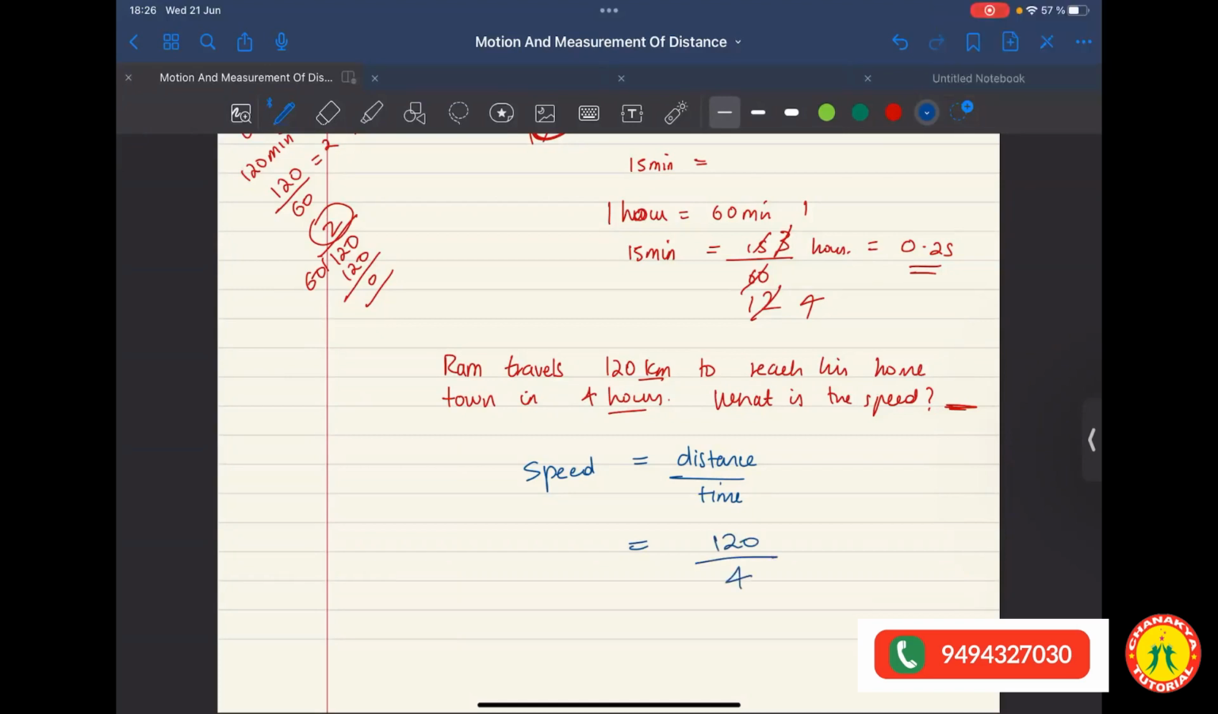Very good. Okay. Deepika, what is 120 divided by 4? One second. I'll just divide it. Ma'am, is it 3?